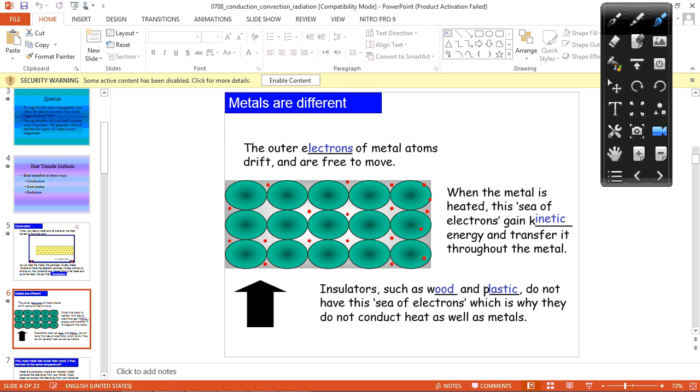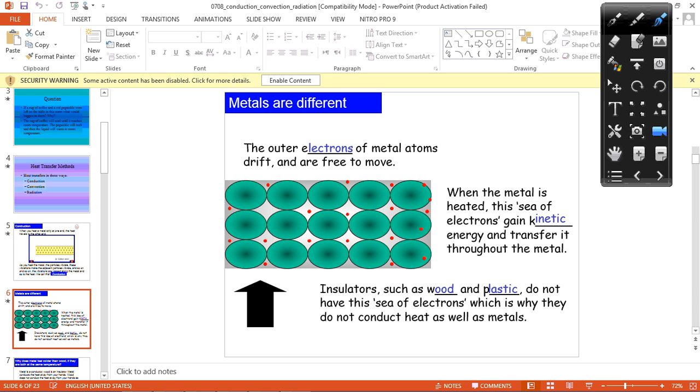The next thing we need to talk about is insulators. When you're talking about conduction, you have to talk about conductors also. Conductors are materials that permit heat or electrons to be transferred through them easily. While insulators, such as wood and plastic, do not have the sea of electrons, which is why they do not conduct heat as well as metals.